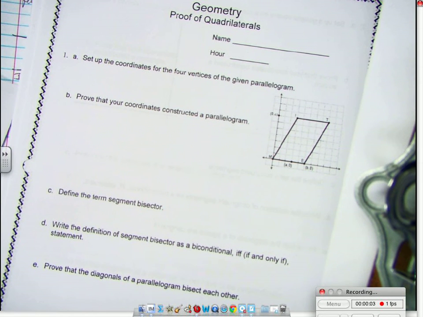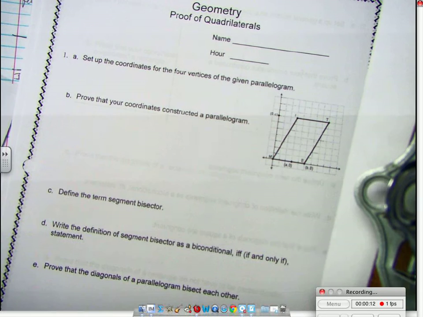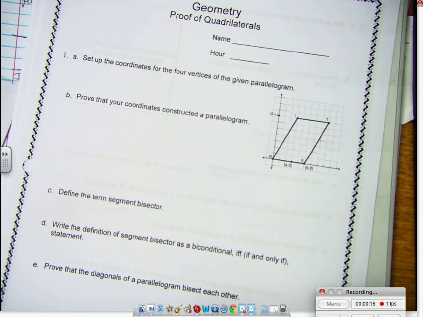Recording, we're going to do proofs of quadrilaterals. It is the last new thing that you will be doing before we take the test. Okay, so let's do this, guys.